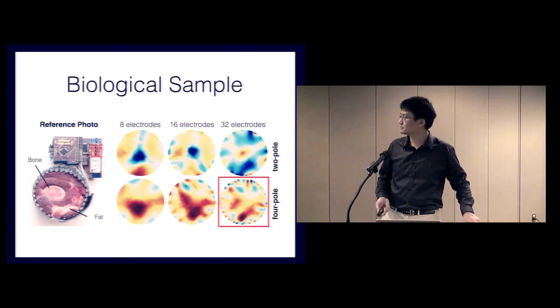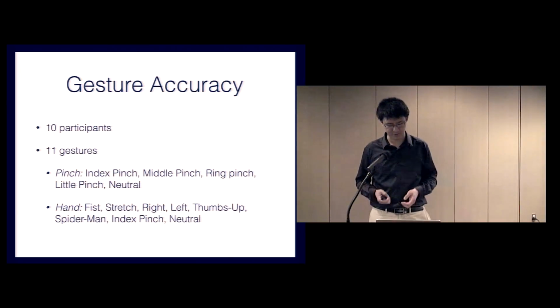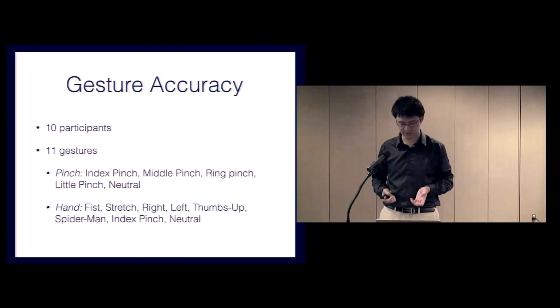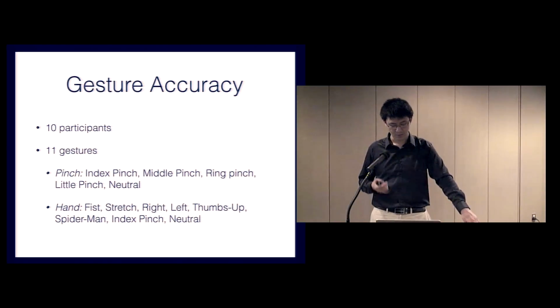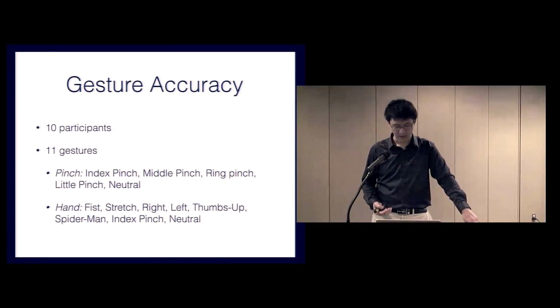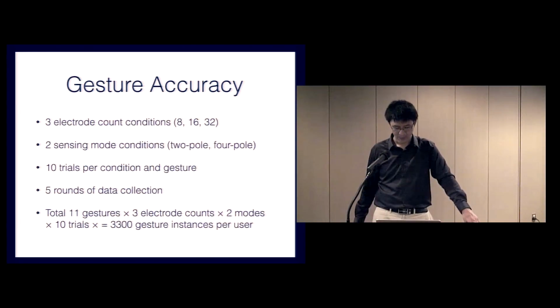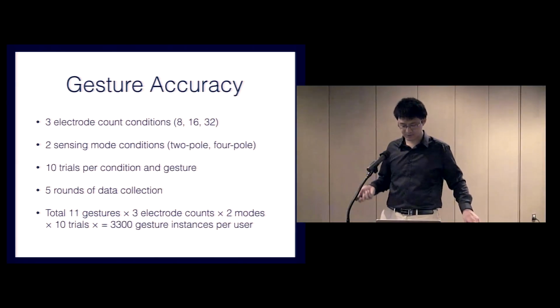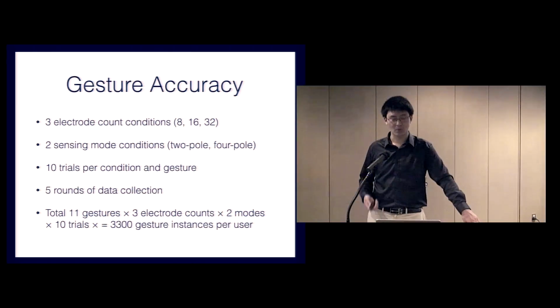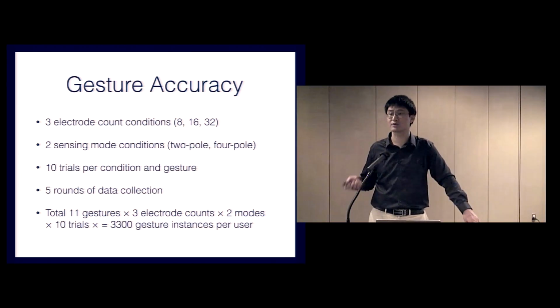So, let me show you the gesture accuracy results. We recruited 10 participants, and we had them perform 11 different gestures split into 2 logical gesture sets, with 2 gestures, index pinch and neutral, shared between those 2 gesture sets. These are the same gesture sets that we used in Tomo, and in turn, those were taken from earlier literature. For each gesture, we collected 6 different measurement conditions and 10 different trials per condition. We ran 5 rounds of data collection, where the user was allowed to relax between rounds, for a total of 3,300 measurements over the 30-minute study.